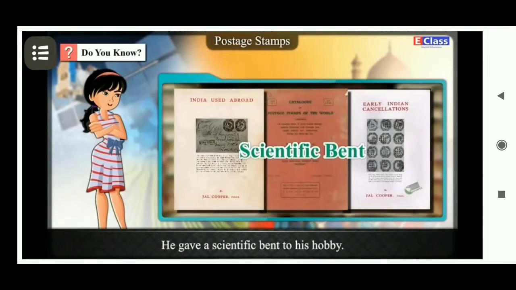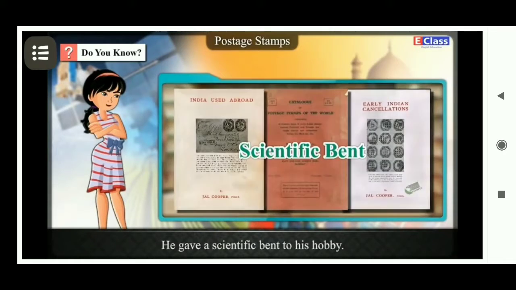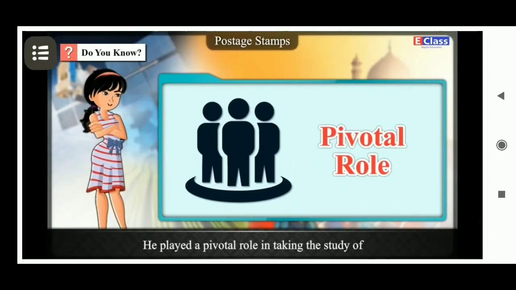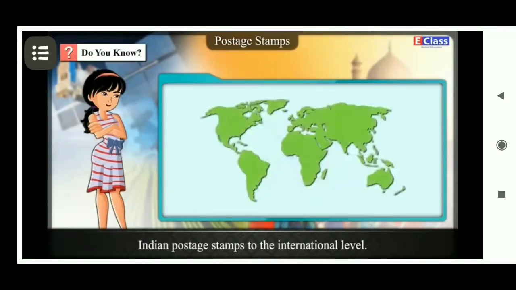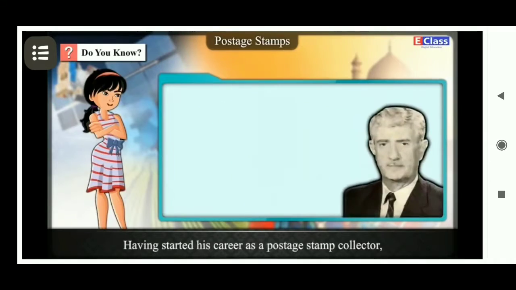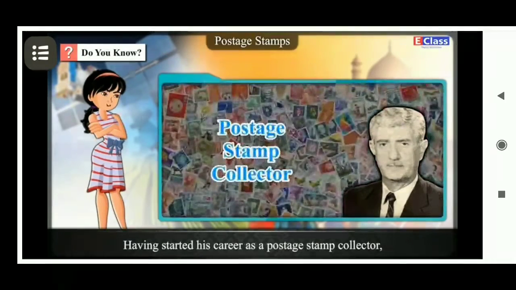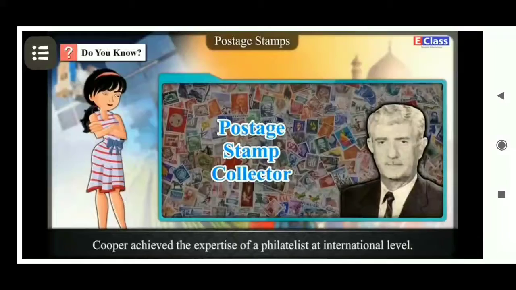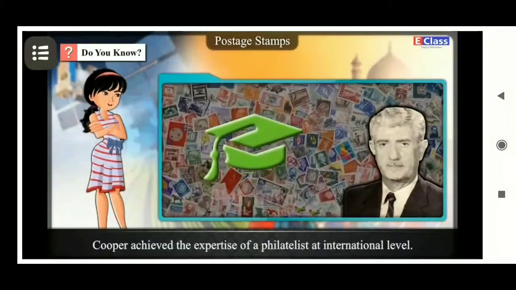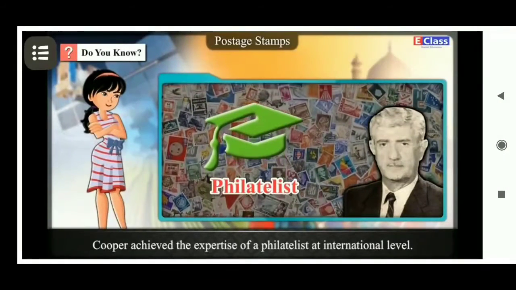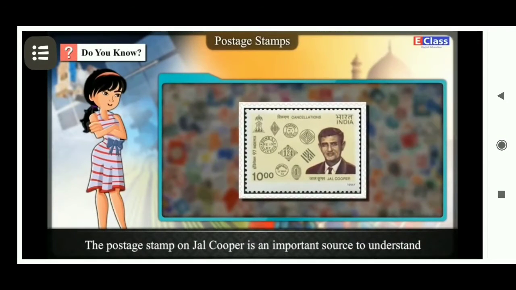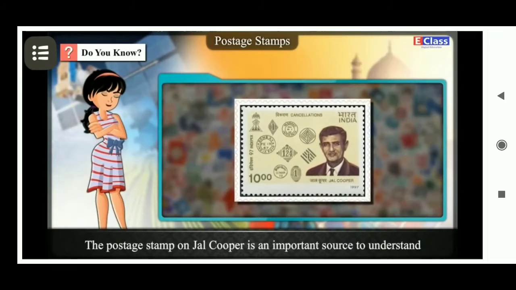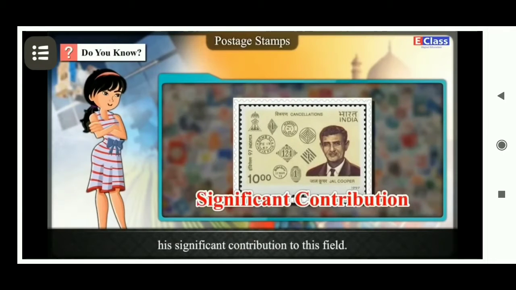He went on to write many books on this subject. He gave a scientific bent to this hobby. He played a pivotal role in taking the study of Indian postage stamps to the international level. Having started his career as a postage stamp collector, Cooper achieved the expertise of a philatelist at international level. The postage stamp on Jarl Cooper is an important source to understand his significant contribution to this field.